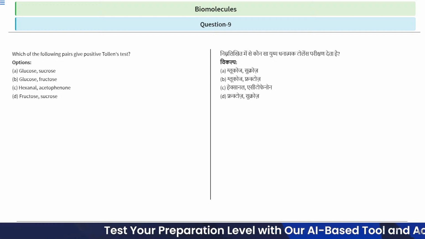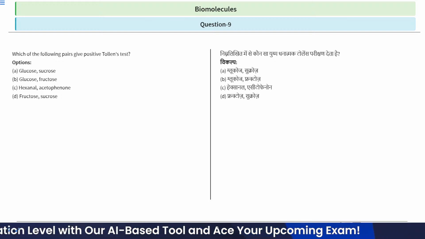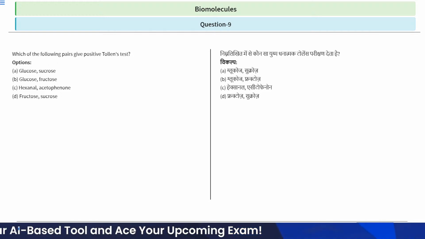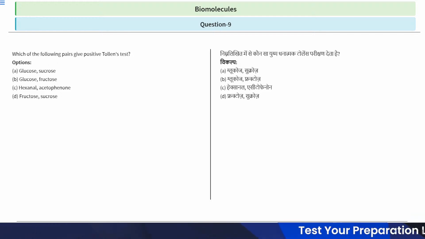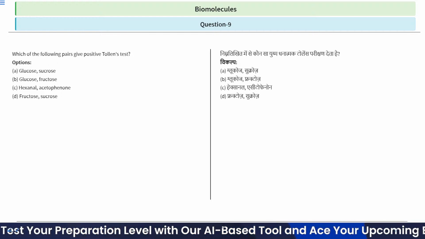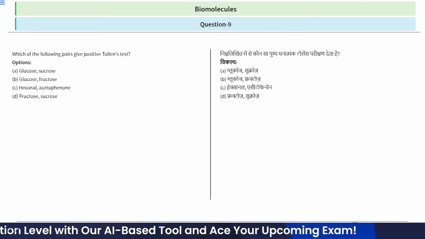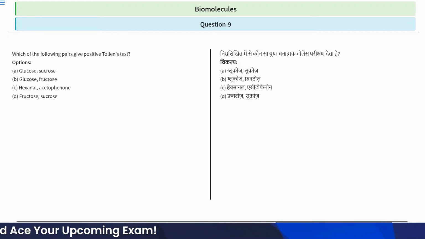We have been given some pairs in the options. We have to tell which pair gives a positive tolerance test, meaning in which pair both the components will pass the tolerance test. Options are glucose and sucrose, glucose and fructose, hexanol and acetophenone, or fructose and sucrose. You have 10 seconds to think about this question. After that, we will see the answer.